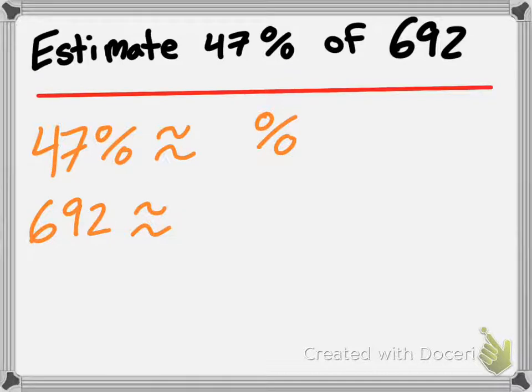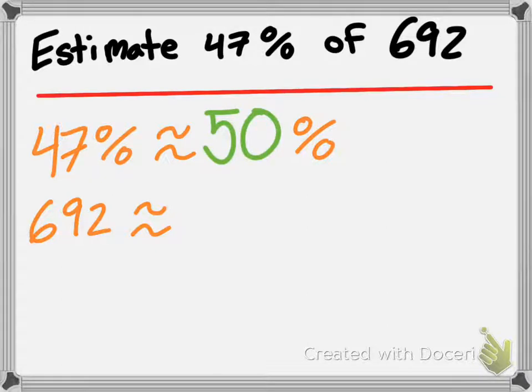Estimate 47% of 692. I want things to be with as many zeros typically as possible. Zeros or fives. Those make my life easier. So 47% is about 50%. Yes. And 692 is about, yes, 700. So I can find 50% of 700.